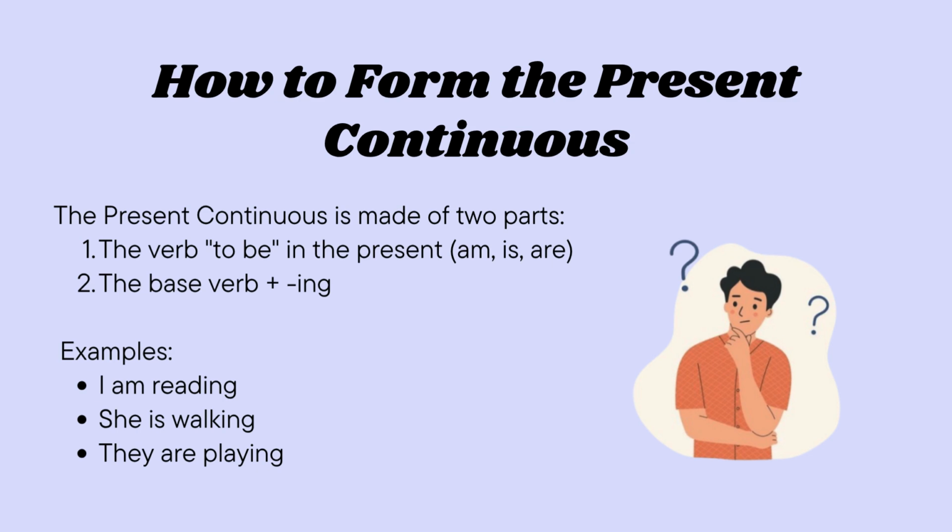To form the present continuous, we use the verb to be in the present tense, that is, am, is, or are, followed by the main verb with the ending -ing. For example, I am reading, she is walking, and they are playing. This simple formula helps us create sentences in the present continuous.